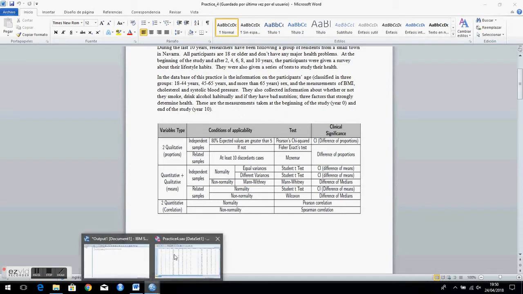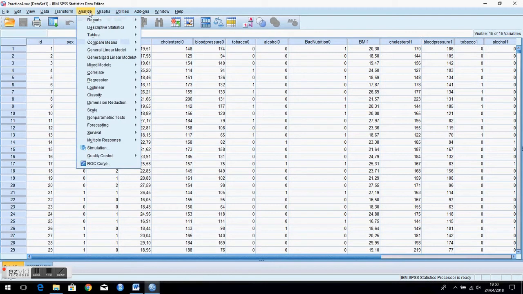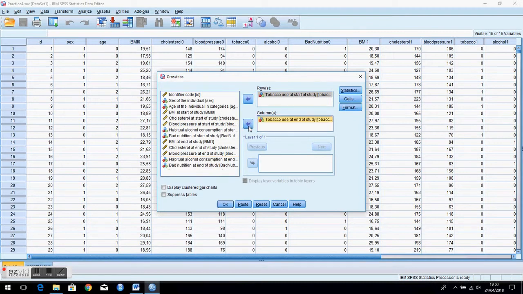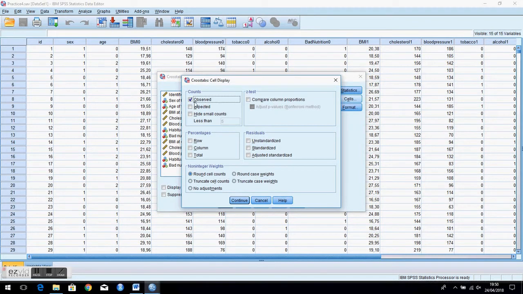Then we go to SPSS, in Analyze, Descriptive Statistics, Crosstabs. In the rows we have to put tobacco use at the beginning of the study. In the columns we have to put tobacco use at the end of the study. Then in cells we only select the observed values, and also the total percentages.